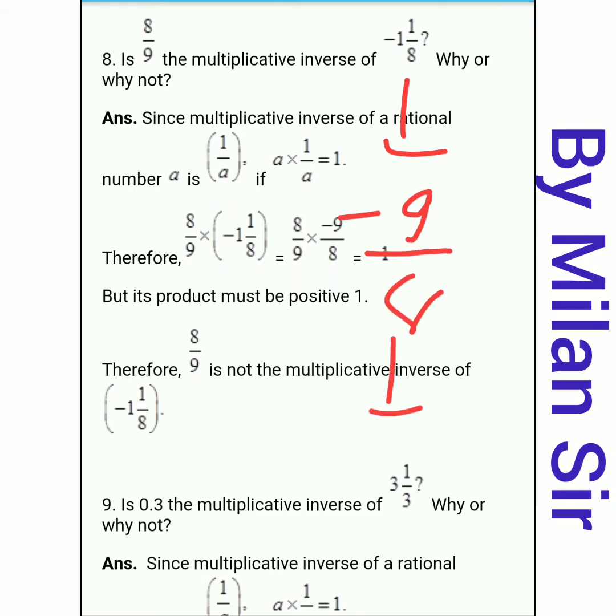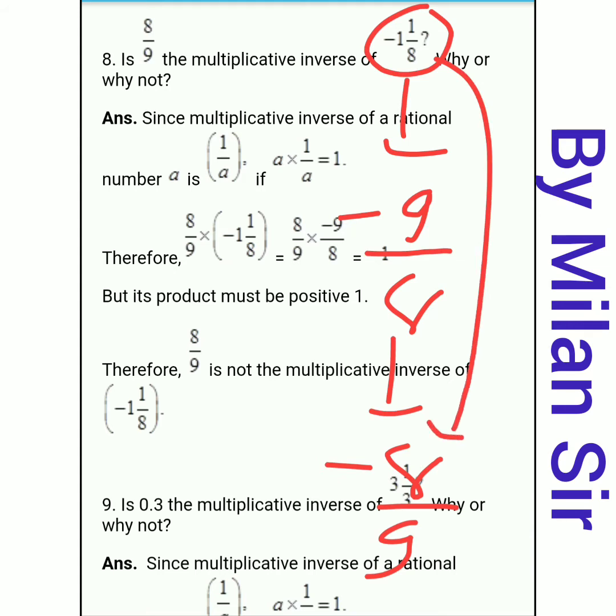Now find the multiplicative inverse of minus 9 upon 8. We need to change the numerator and denominator. So 8 goes to the numerator and 9 goes to the denominator, and the minus sign as it is. So the multiplicative inverse of minus 1 integer 1 by 8 is minus 8 by 9. But here it is given plus 8 by 9, so this is not the same. So our answer is no. 8 upon 9 is not the multiplicative inverse of minus 1 integer 1 upon 8, because the multiplicative inverse of minus 1 integer 1 upon 8 is minus 8 by 9.